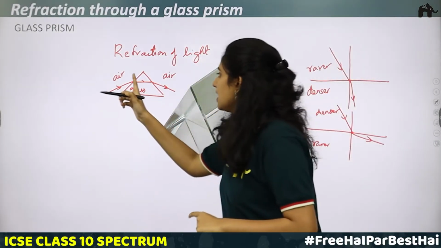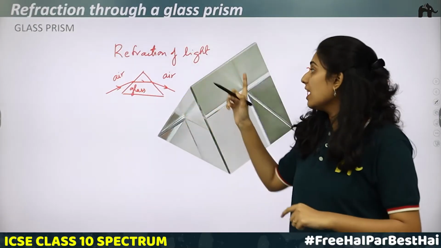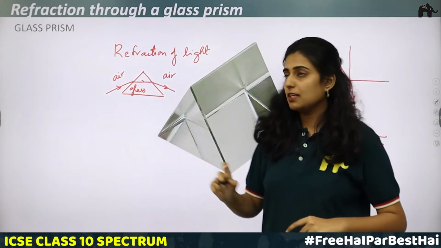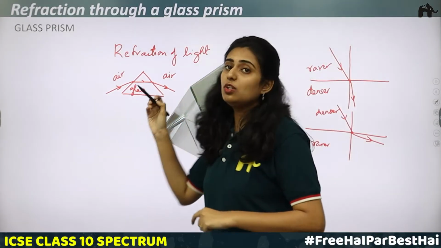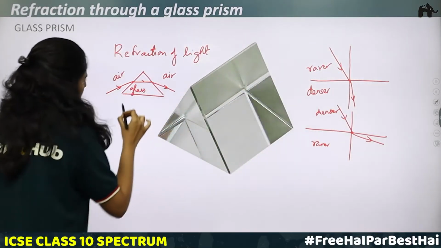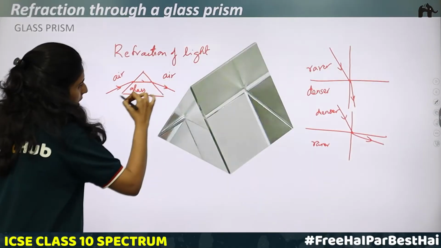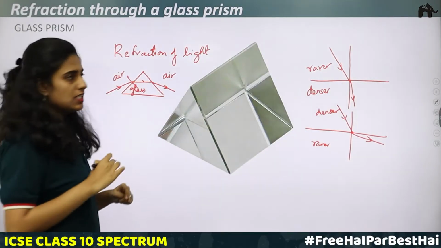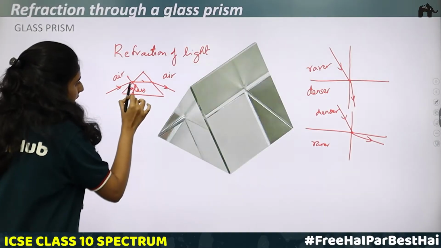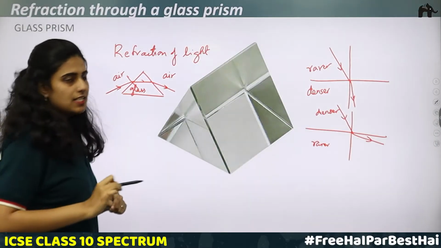So in the first case, that is air to glass. Air is rarer medium and glass is denser medium. So the light is bending. What is happening to the light? The light is bending towards the normal. How do we draw the normal? So this is the face. Okay, so for this surface, we are drawing a normal. This is a normal. So here we have the point of incidence.